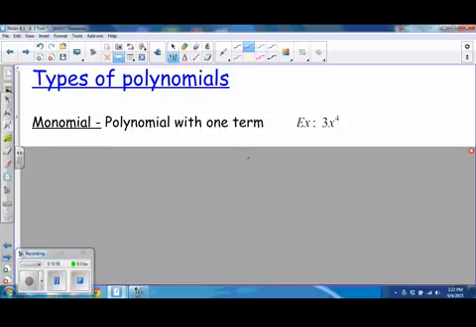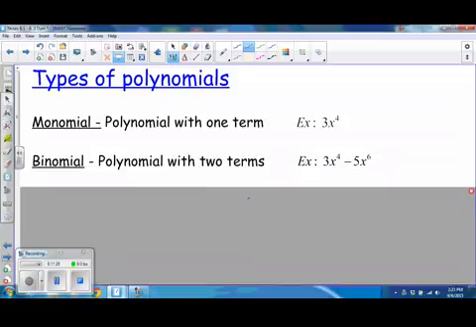I know it sounds counterproductive, but that's the formal definition. A polynomial with just one term. Okay, a polynomial with two terms is called a binomial. Bi means two. For example, 3x to the 4th minus 5x to the 6th. Here's one term, here's your second term. So there's two terms. So that's a binomial.